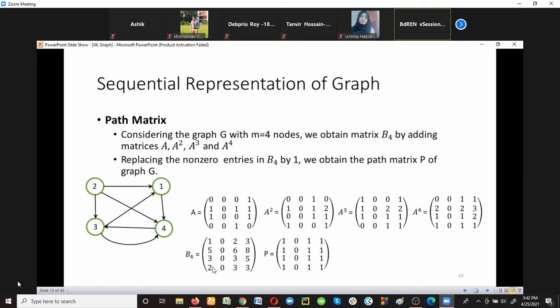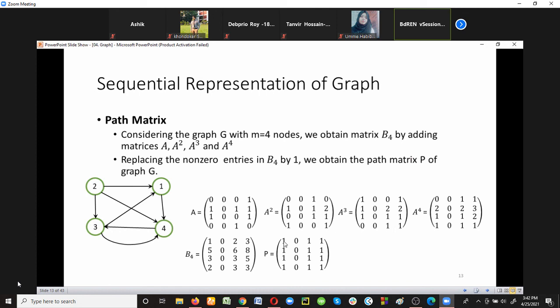Why? Because in these matrices, we can use only two values, either 1 or 0. Because these matrices represent whether there is any path between two nodes or not. If the result is positive, true, then the value will be 1, otherwise 0. That's why we cannot use 5, 3 or any other values. So all these non-zero values 2, 3, 5, 6, 8 will be replaced by 1, and this is our final matrix.